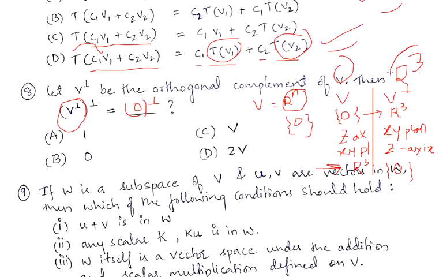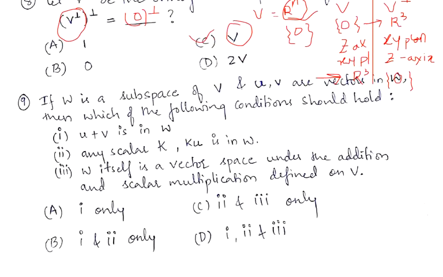This table is only for R3. It can have R4, R5, and if it is R4, it will be the xyz plane and one axis, so it will change according to the space, R3, R2, R4, whatever it is. So the orthogonal complement of 0 is again Rn. Rn is nothing but V, because for V we considered some Rn with column vectors defined in some space, a line, three-dimensional, or four-dimensional space. So the orthogonal complement of V is 0, and the orthogonal complement of 0 is back to Rn, which is V. C is the answer.